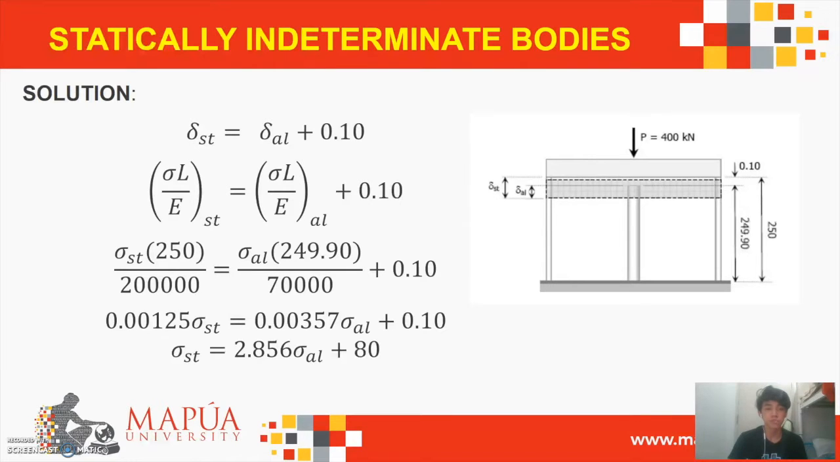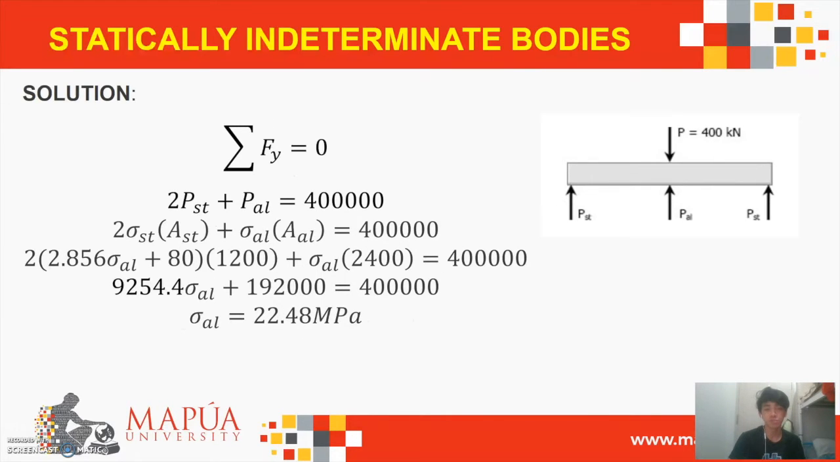Simplifying this equation, we will have an equation of the actual stress of the steel in terms of actual stress of aluminum, which is stress of steel equals 2.856 times stress of aluminum plus 80. The solution for this problem would be the summation of forces along the y-axis. Observe, there are 3 upward forces and 1 downward force. This will give us an equation of 2 force of steel plus force of aluminum equals 400,000.